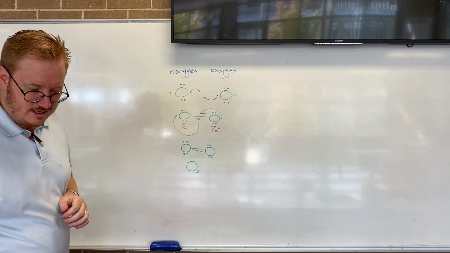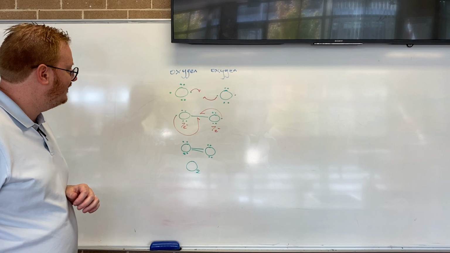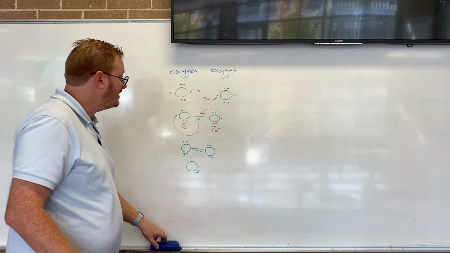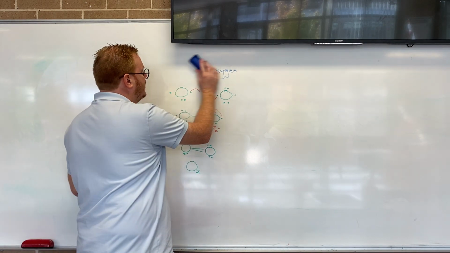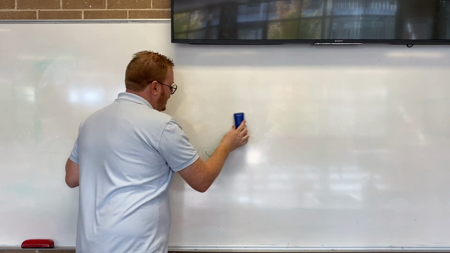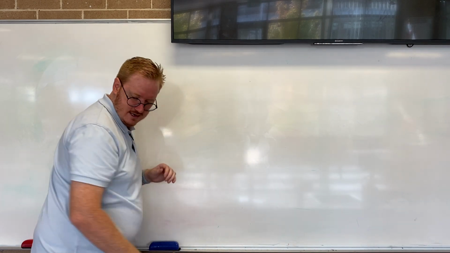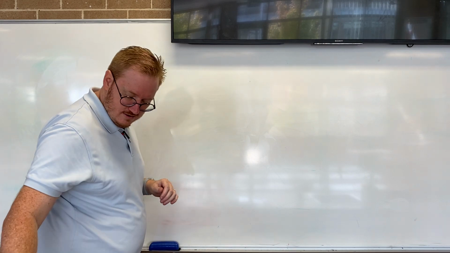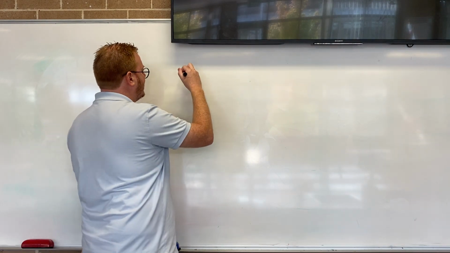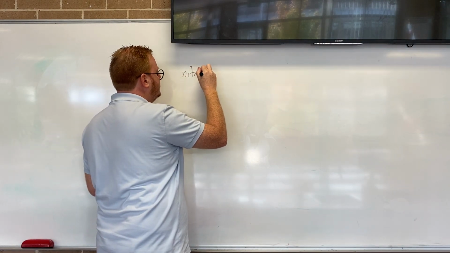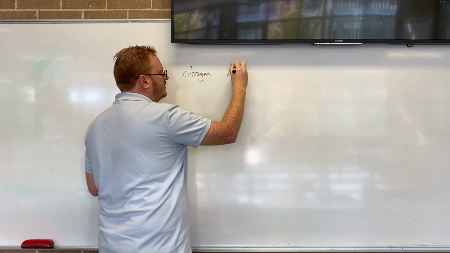Alright, show an example of a triple bond next, with nitrogen bonding with nitrogen. The most common molecule in the atmosphere. Nitrogen and nitrogen.